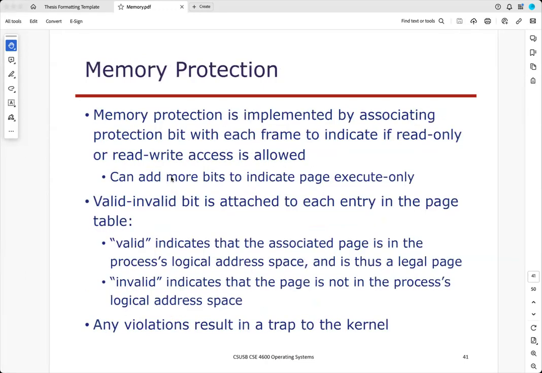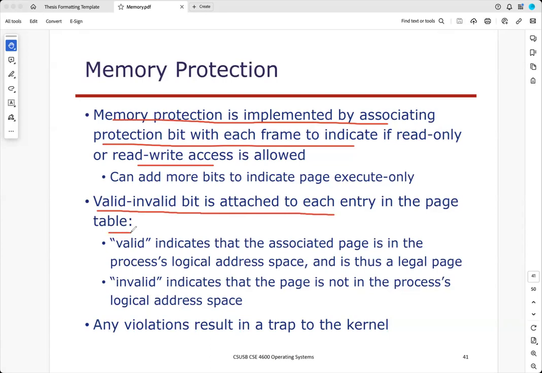The memory protection in paging. In paging, memory protection can be implemented by associating protection bits with each frame to indicate if this frame is read-only, if read-write access is allowed, or if this process is executable. Here we can attach a valid-invalid bit to each entry in the page table to show if this page is valid or not.